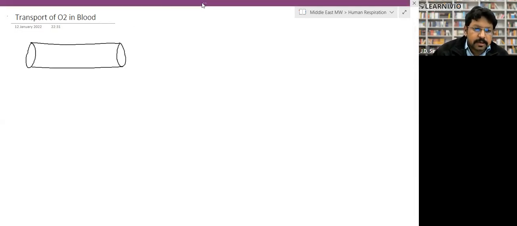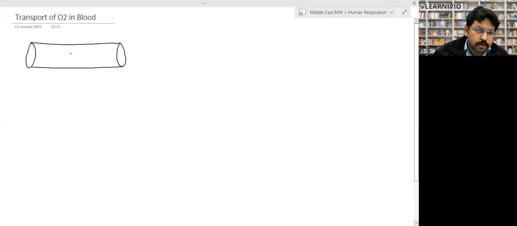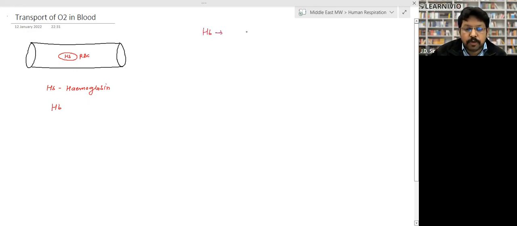In the blood capillary, there are two things flowing. This is the RBC, and inside the RBC there is a structure called Hb, hemoglobin, right? Hb is a short form of hemoglobin. Hemoglobin is made up of two things: iron plus globin protein. This is the composition of hemoglobin.